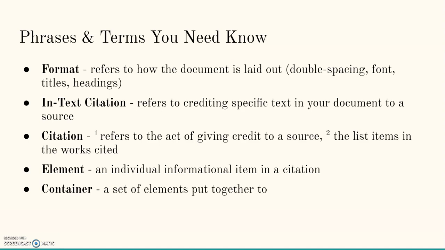In-text citation is when you are marking ideas within your paper according to who they belong to. Citation is the act of giving credit to a source. So it's like an action, but it's also a thing. So it's a verb and a noun. When it's a noun and it is a thing, it is a specific list of information that was put together about a source in order to tell people who, where, why, and how that source came from.